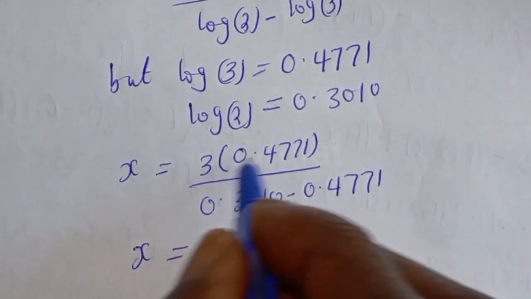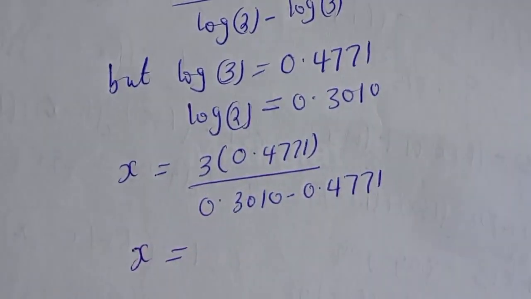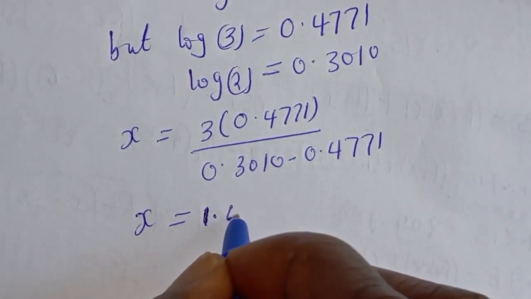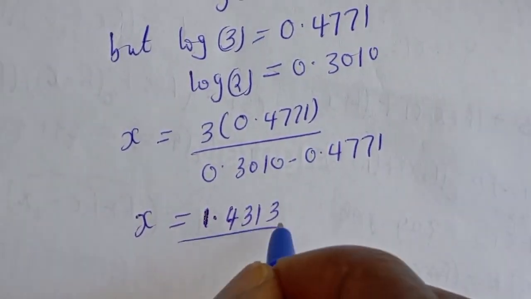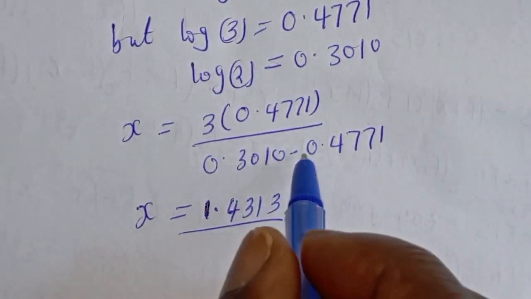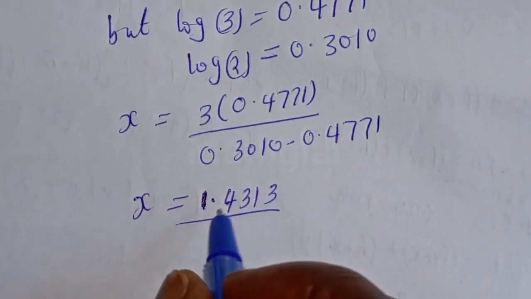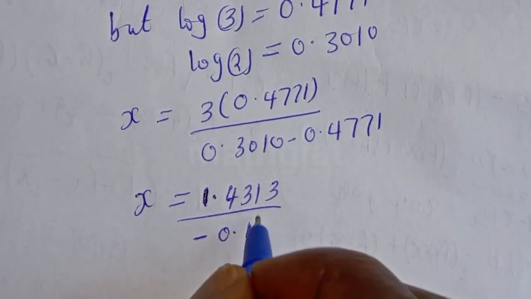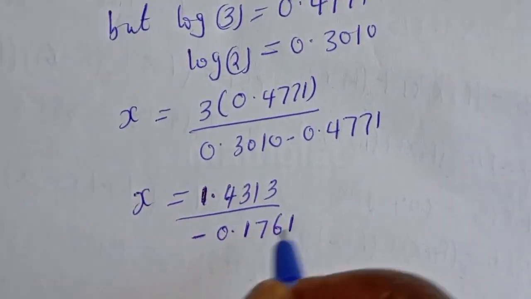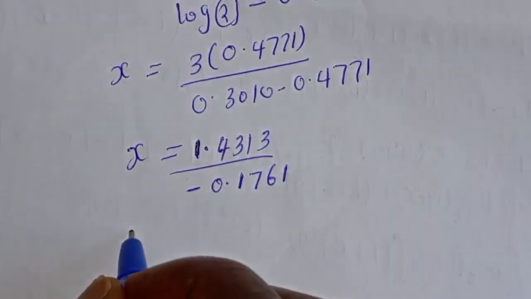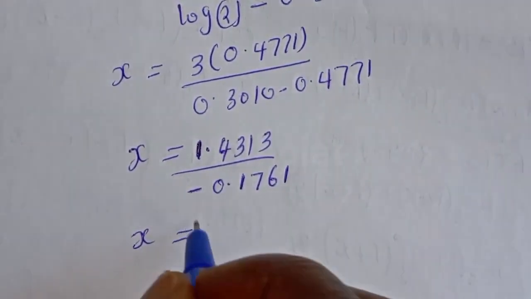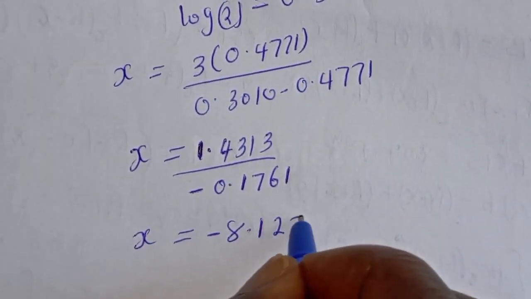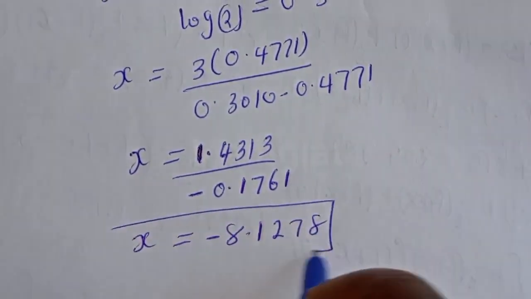S is equal to 3 multiplied by this. We have 1.4313 over 0.3010 minus 0.4771. This is minus 0.1761. Then if you divide this by this, S will be equal to minus 8.1278. This is the final answer.